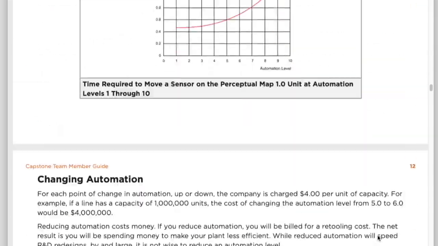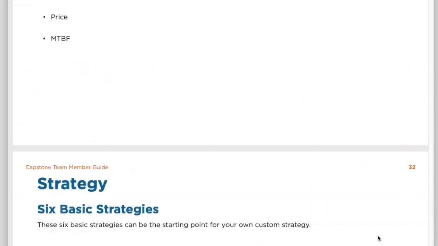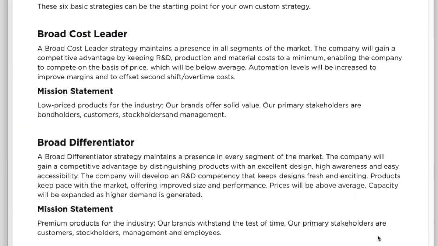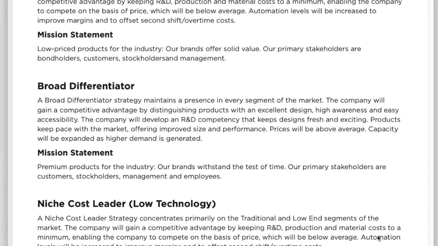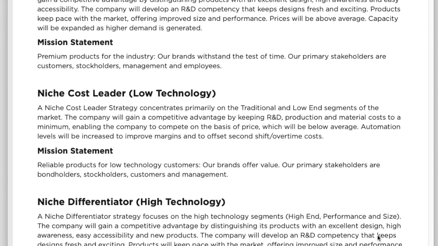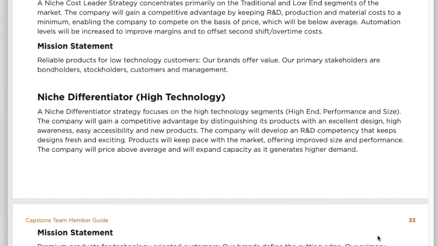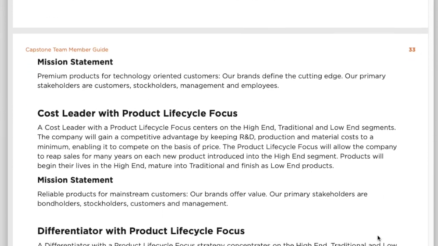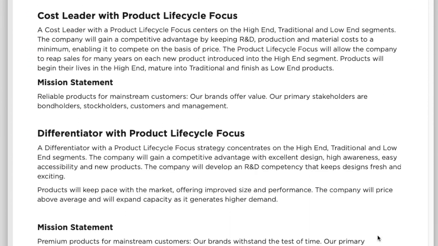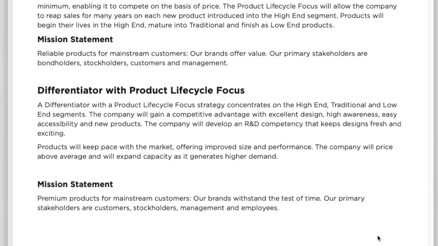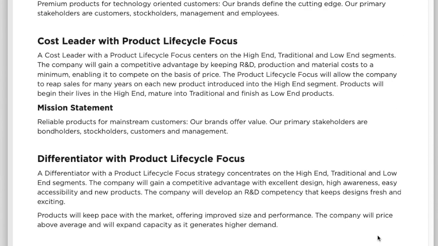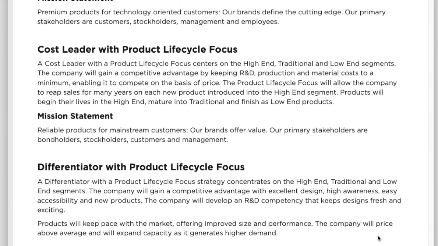So let's take a look at the strategy part. There are six basic strategies: broad cost leader, broad differentiator, niche cost leader, niche differentiator, cost leader, differentiator with a product life cycle focus. So read it through and find the ones that fit your team the most.